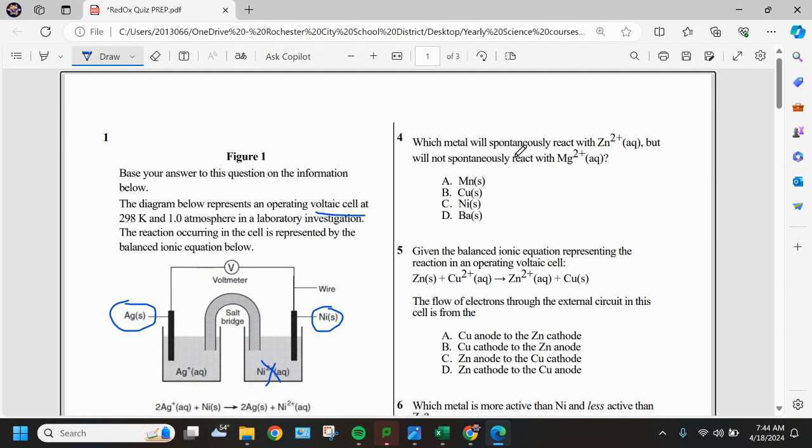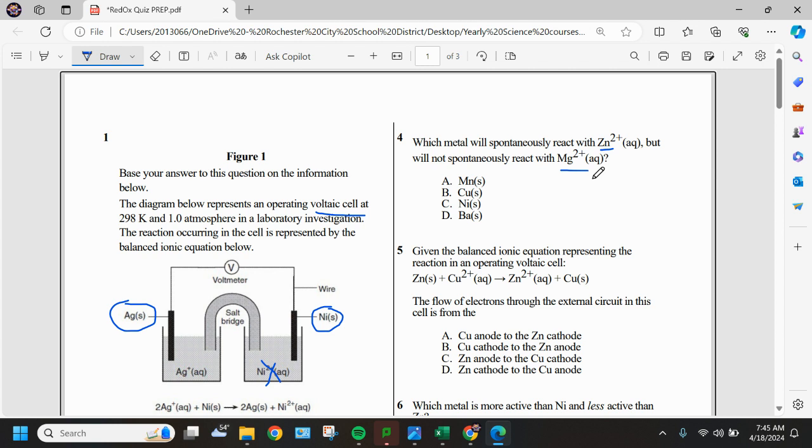Okay, which metal will react spontaneously with Zn, but not spontaneously with Mg? Okay, so will react spontaneously with Zn, which means it's higher on Table J, but it's got to be below Mg. Okay, I can see that copper right off the bat is going to be a no-go because we know copper is one of the three metals that is below H, but I can't do this without Table J to be sure. So I'm opening up my reference table.